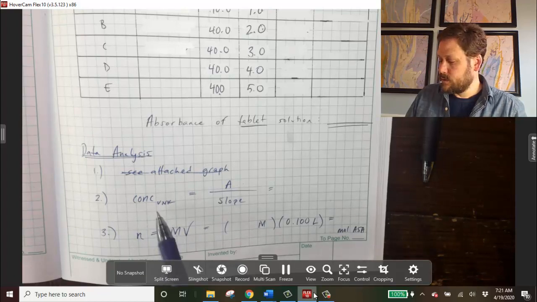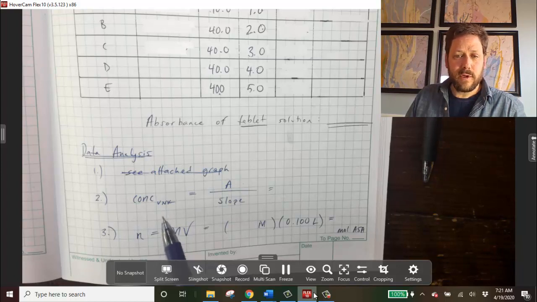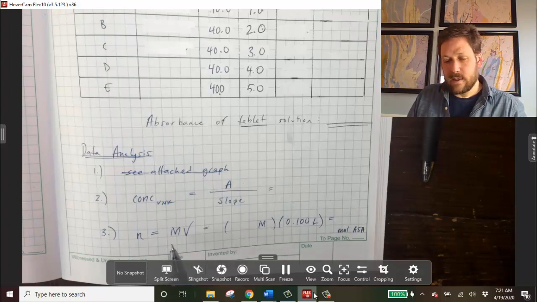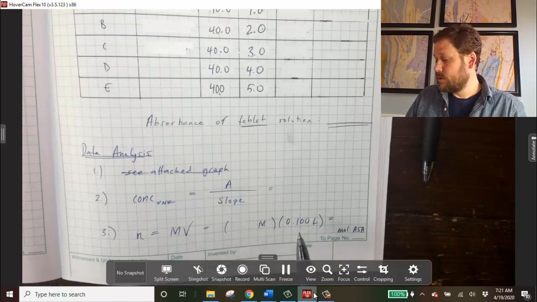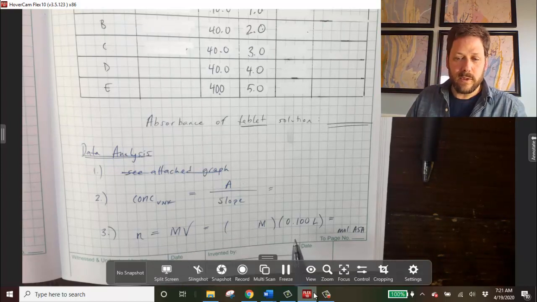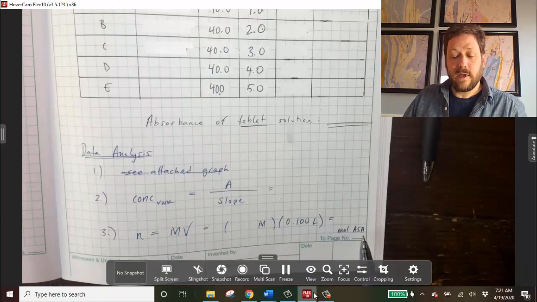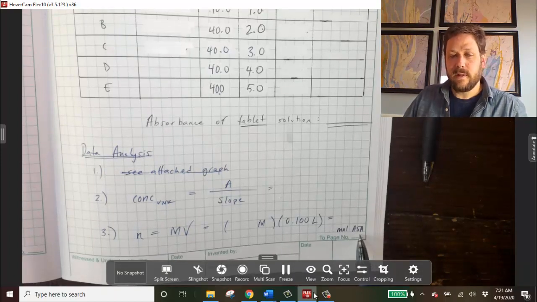Now, that unknown solution contained our tablet of aspirin. It was only 1/40th of the tablet, but it was also diluted to 100 mLs. So if I want to know how many moles of aspirin are in that 100 mL sample that I took the absorbance of, I need to take its molarity, which I've just calculated, and multiply by the volume, which is 100 milliliters, or 0.1 liters. After that, I'll know how many moles of acetylsalicylic acid are in that 100 milliliter sample.